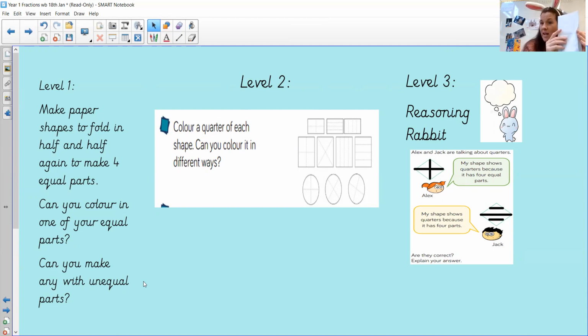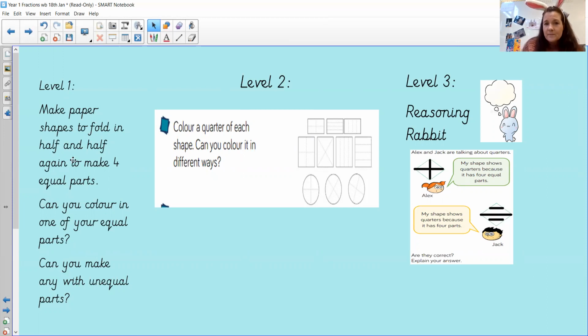So you draw around some shapes, cut them out, and then fold them in half and half again and see, can they be split into 4 equal parts? Then when you've done that, just like I've done and you've done earlier, can you colour in one of the equal parts, one of the 4 equal parts, 1/4? Okay, so that's level 1, carrying on with what we've been doing, drawing around the shapes, cutting them out, folding them in half and then half again, and then colouring in one of the equal parts. And it says here, maybe you can make some with unequal parts as well. I'm sure that you might find that.